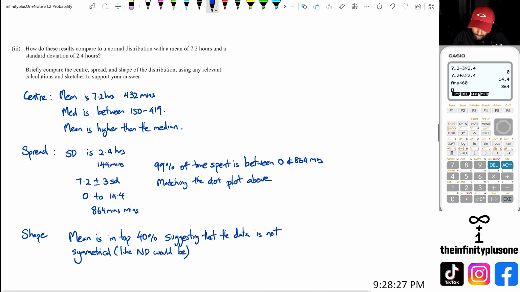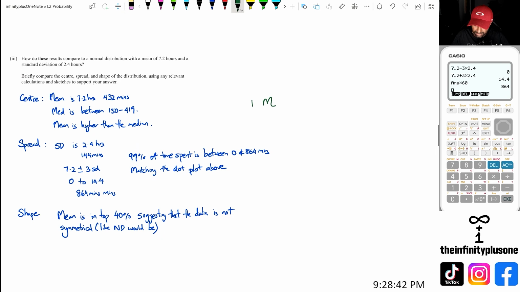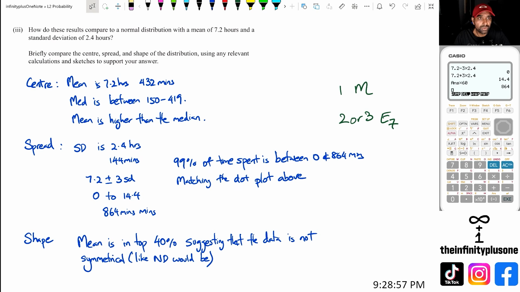For your grades in this one, giving one reason will get you a merit. I think for a merit, you need to get the median from the previous question, the achieved question, and then one statement will get you a merit. But if you get the median right, and then 2 or 3 statements will get you an E7. Bit of writing for this one. But yeah, folks, that's pretty much it for this question.